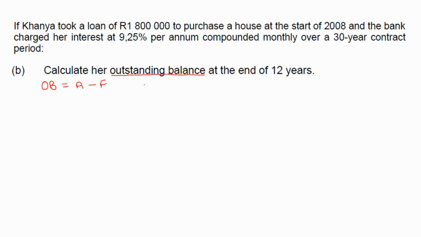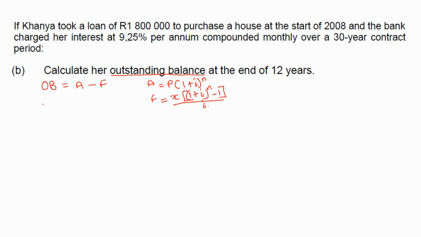Remember that A is equal to P times (1 plus i) to the power n, and F, the future value, is equal to x times ((1 plus i) to the power n, minus 1) over i. Remember these two formulae. Right, so now OB is equal to A minus F. Remember that will assist you. So let's start by finding A.